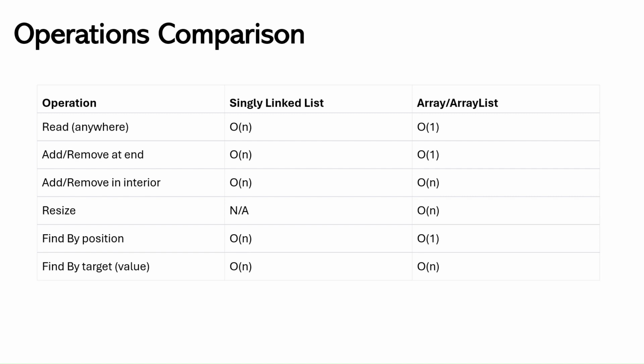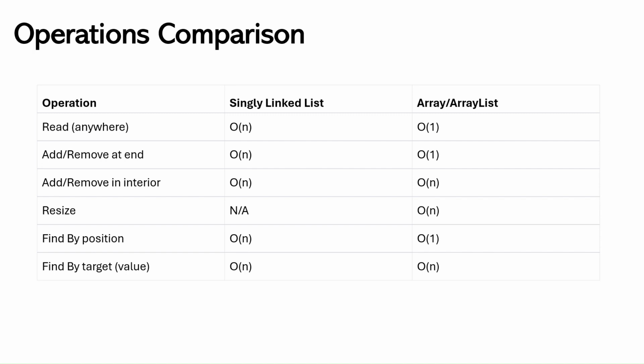The next one is remove at end. So singly linked list clocks in at O of n, linear time to reach the end. But guess what? Array list is quick on its feet with O of 1, which is constant time for operations at the end. Round 2 goes to ArrayList. Now let's see the next one.